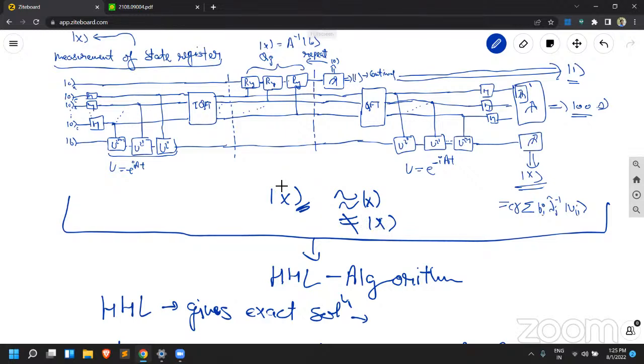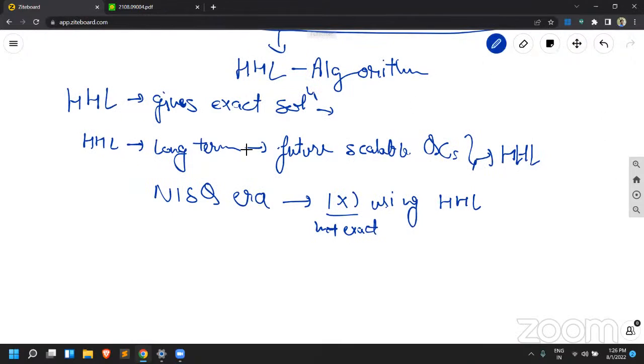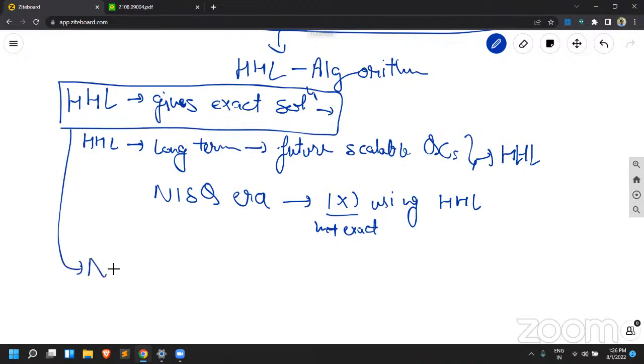Also, one thing we must note is that this is a very big circuit. You have to implement QFT, you have to implement rotations, and you have to implement multiple Hadamards. So this actually becomes quite huge for a noisy quantum computer to be able to implement. So we can say that although the HHL algorithm gives us the exact solution, it is not suitable for NISQ.